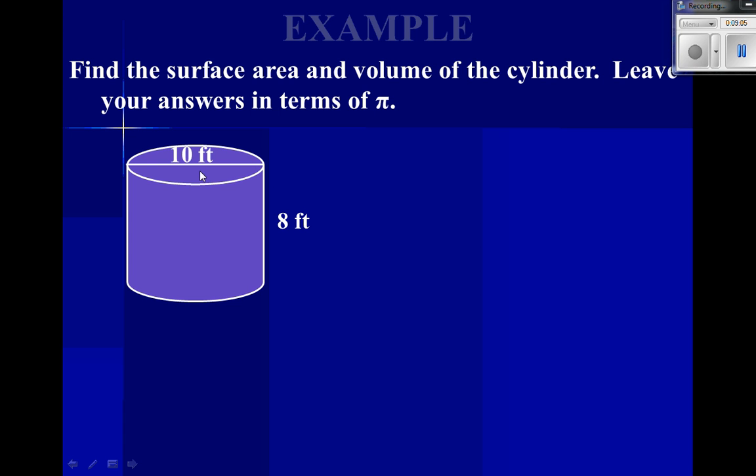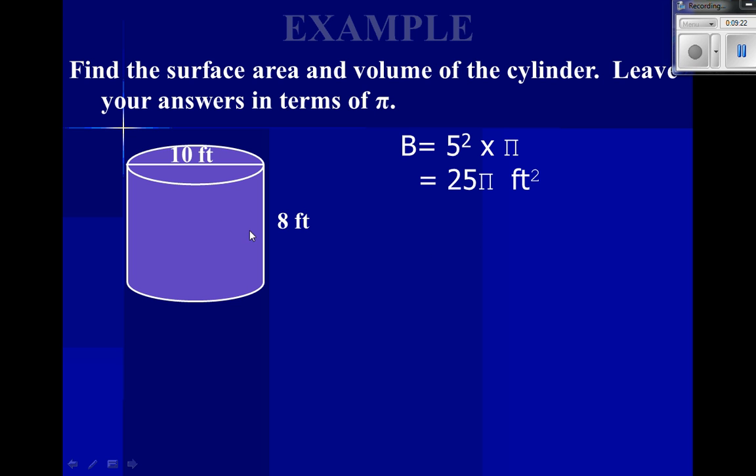So the area of one base is pi r squared. So all I'm going to do is take 5 and square it, and then multiply by pi. So if I'm leaving it in terms of pi, the area of one base is 25 pi feet squared. Okay? Hopefully that's pretty easy for you.